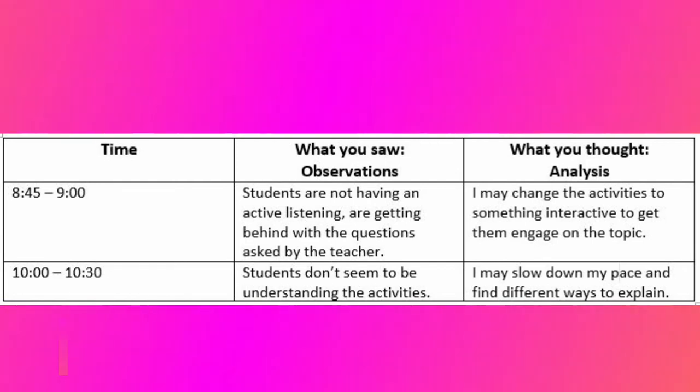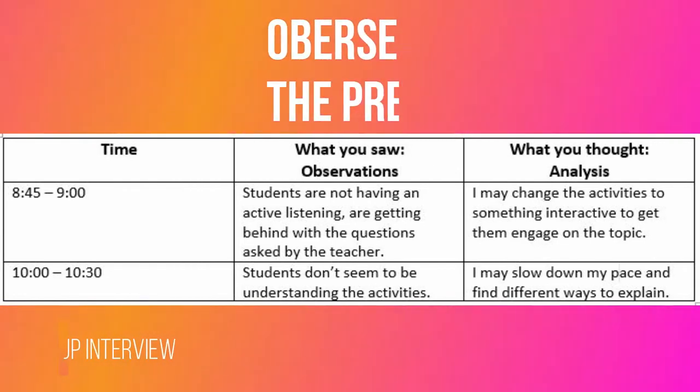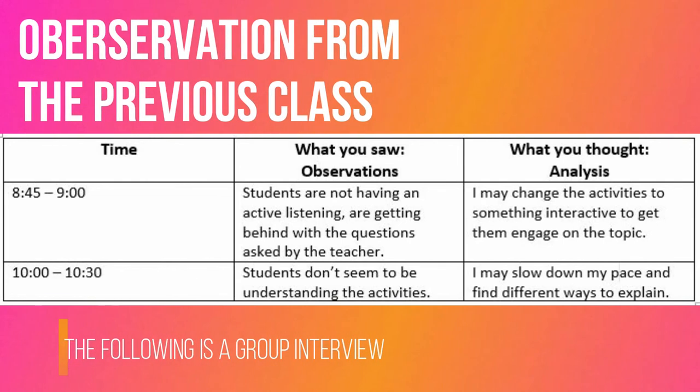All right, so on the previous observation, we realized that the students were not actively listening. They were getting behind with the questions asked by the teacher. So the analysis made was that we could change the activities to something interactive to get them engaged in the topic. Another observation was that students don't seem to be understanding the activities. So the analysis was that we may slow down the pace and find different ways to explain the same activity to have a better understanding.